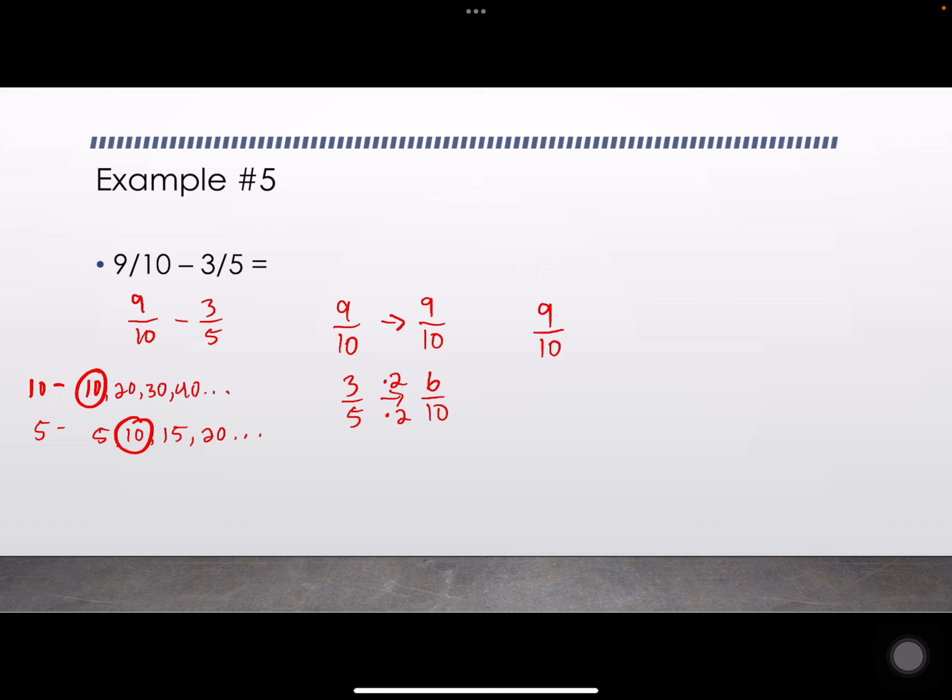Now we can easily put these side by side and subtract. We know our denominator will stay the same. 9 minus 6 is 3. So 3/10 is our answer here. And this is already simplified, but like I said, if it looks like it needs to be simplified further, it's always good to get in that habit.